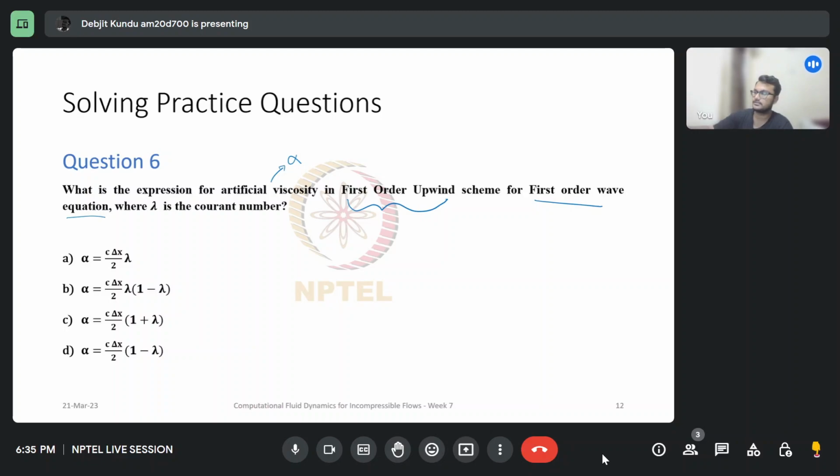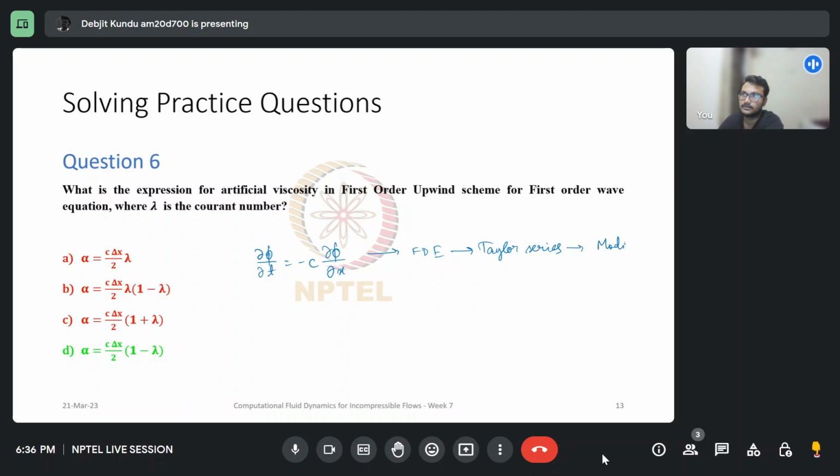So let's have a look at the solution. The solution is option D, that is alpha equal to C delta x by 2 into 1 minus lambda. The first order wave equation is given by dou phi dou t equal to minus C dou phi dou x. Now, if we first discretize this and then put in the Taylor series expansion, we will get the modified equation as seen in the fourth lecture of week 7.